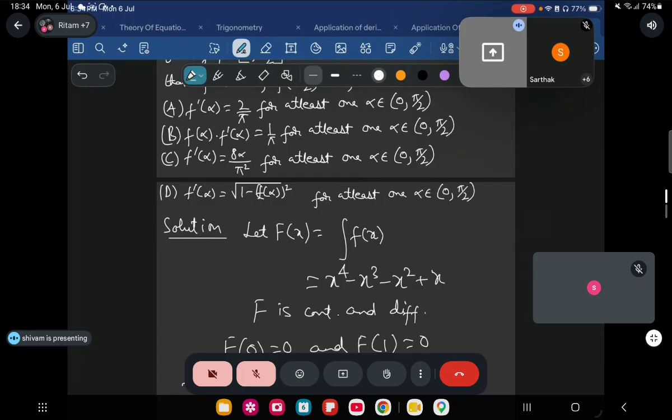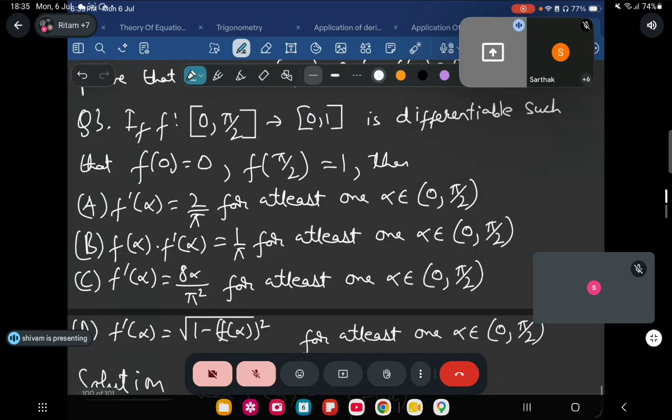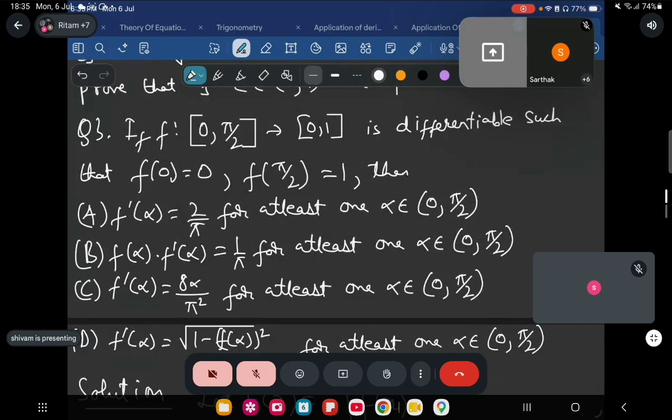Therefore, there exists some c belongs to 0 comma 1 such that f dash c, which is equal to f of c, is equal to 0 for some c belongs to 0 comma 1. Hence proved. Tell me, are you getting, Sarthak? Okay, sir, understood. Yes. Okay, try it out. Number 3. Yes, Ritam, you understood? Yes, Debatri, your answer is correct.